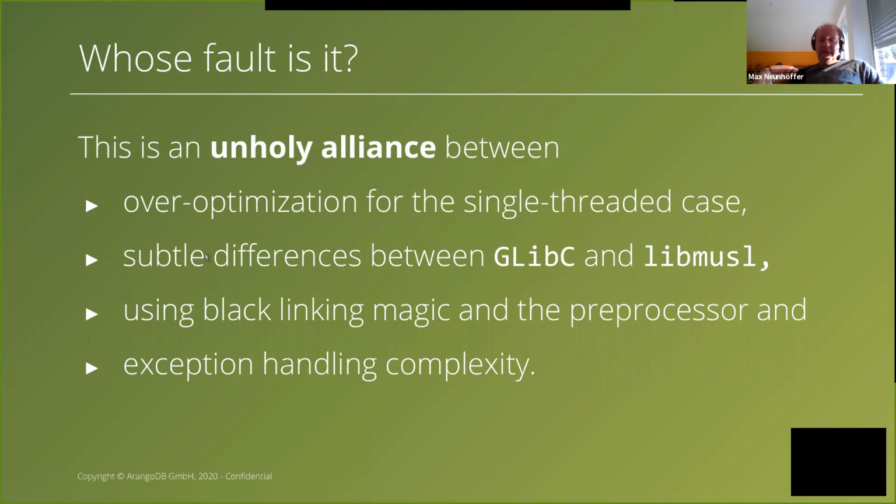Anyway, the other thing is subtle differences between glibc and libmusl. Here, the difference is that the pthread cancel function is in a different module in libmusl than pthread create. Then it's using black magic from linking and preprocessor stuff to implement this optimization. And then, of course, what comes into play is the overall complexity of exception handling and everything in C++.